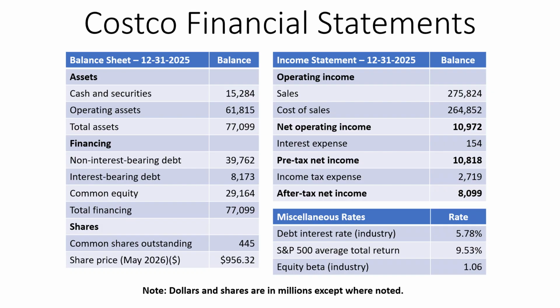And then we have the equity beta for the industry. A beta should be about 1 for the S&P 500 as a whole. But our equity beta is 1.06, which means that Costco is a little riskier than the S&P 500 as a whole, but it's comparable. And also note that the dollars and shares are in millions, except where we note otherwise.